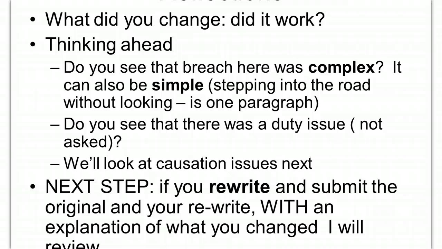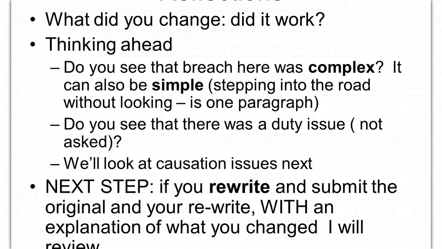Sometimes it requires in-depth analysis. Sometimes it's one paragraph to show that the defendant's or the plaintiff's conduct lacked reasonable care. Finally, I was hoping that you all spotted, although the question did not require you to address, that there was a duty issue. Plaintiff was suing because he was injured by slipping on the floor. Therefore, this is a premises liability question.